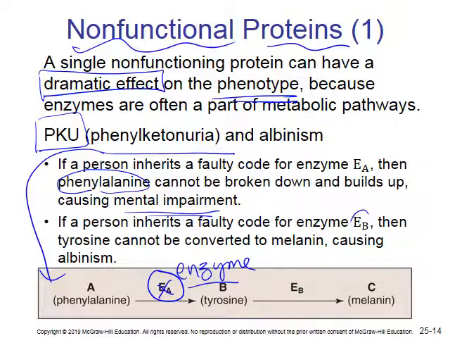In another example, if you do not have this enzyme, you cannot break tyrosine down into melanin, and melanin is what gives you the pigment or color of your skin. So if you do not have the enzyme that allows you to break down the starting material, you don't produce melanin, and therefore you don't have color, you have albinism.